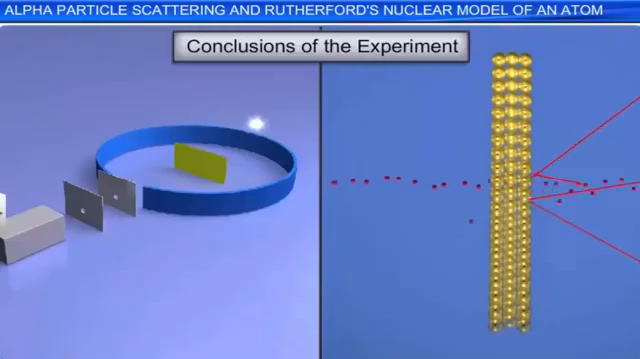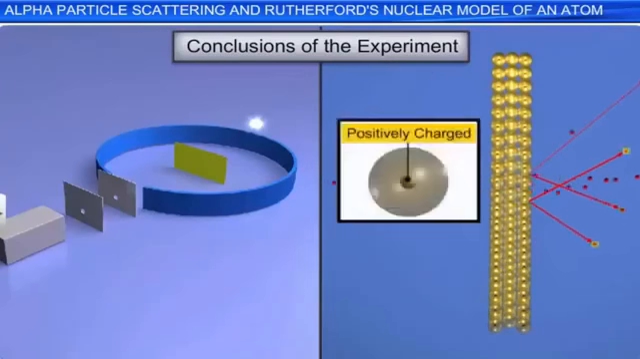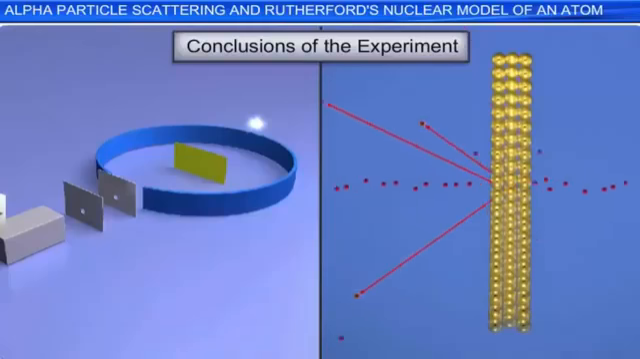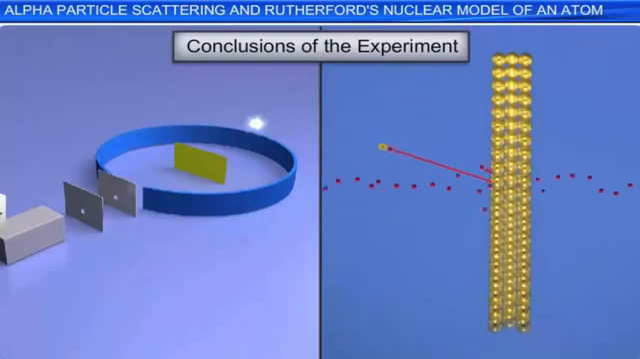This was due to the fact that these particles passed close to the central part of the atom, which must have been positively charged. And 1 in 8,000, that is about 0.0125% of the incident alpha particles, scattered by more than 90 degrees, that is, they scattered backwards. For this to have happened, such alpha particles must have experienced a large repulsive force.